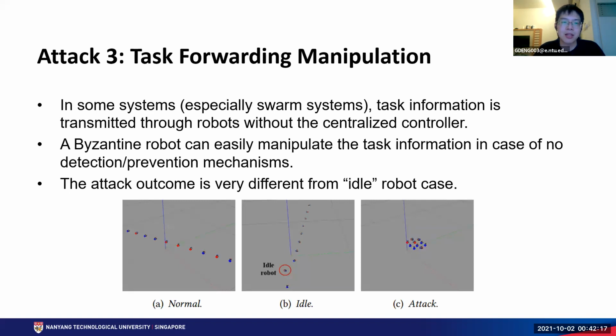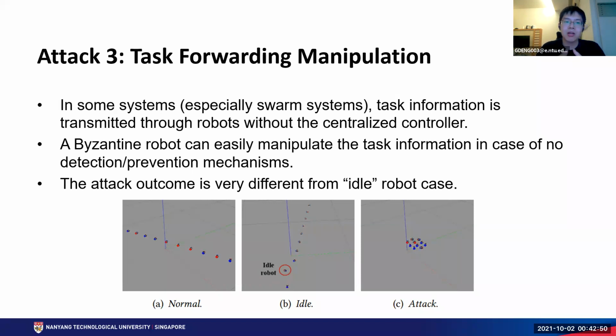The third attack is the task forwarding manipulation attack. In some systems, especially the swarm system, it is assumed that there's no centralized controller and the task is given to one robot. Then this robot will broadcast the task information to the surrounding robots, and in the end, the system is synchronized. So a Byzantine robot can easily manipulate the task information in case of no detection or prevention mechanisms.